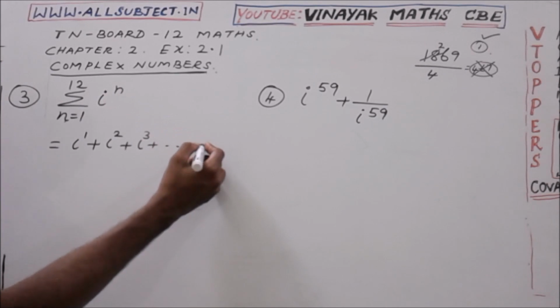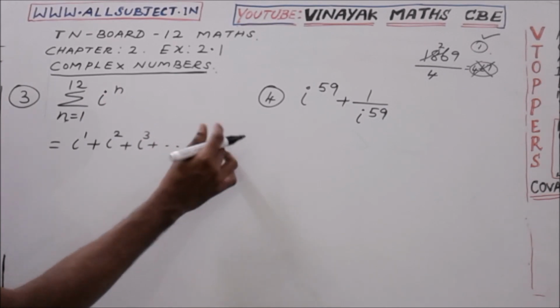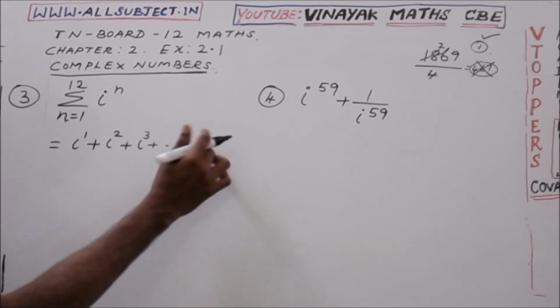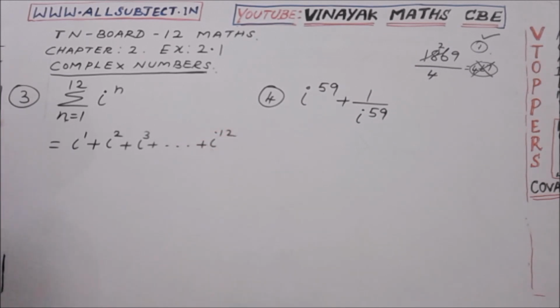It can go till i to the power 12, i to the power 12. We can expand this one. It contains 12 terms.